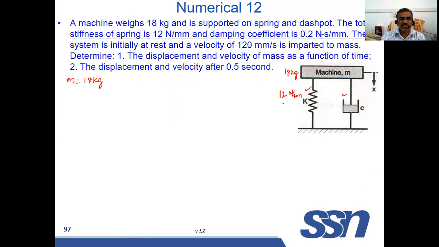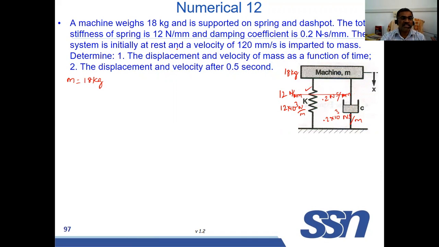If you convert this from millimeter into meter, you will get 12 into 10 power 3 Newton per meter. And the damping coefficient is 0.2 Newton second per millimeter. This also we convert into meter. If you convert it into meter, it is 0.2 into 1000 Newton second per meter.